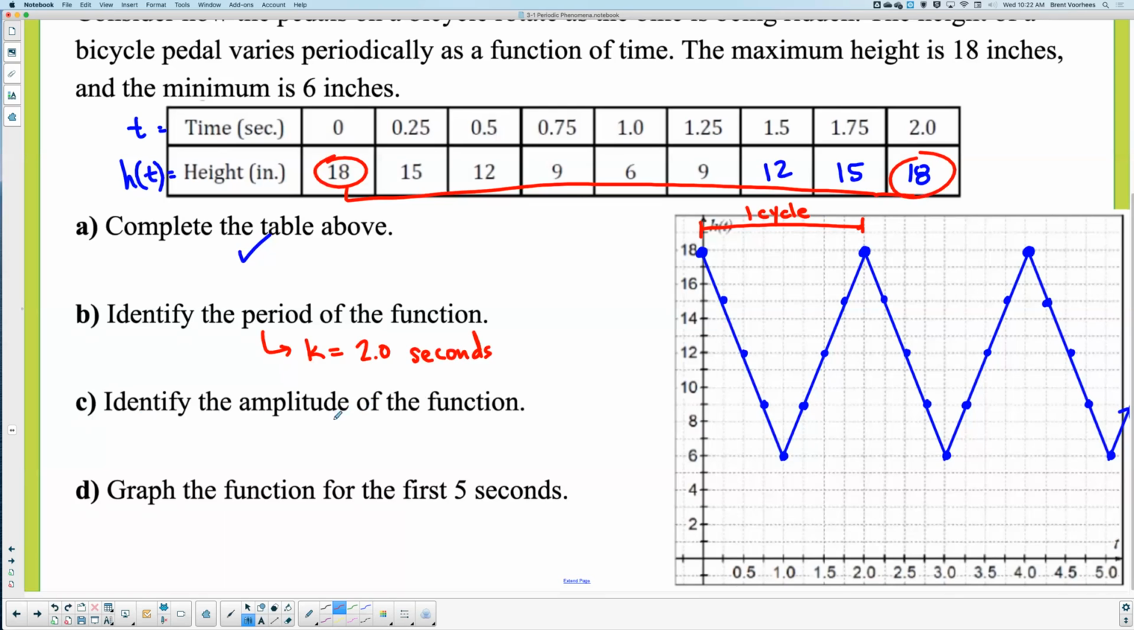Now it says identify the amplitude. How do we find amplitude again? Maximum minus minimum over 2. What is the maximum height here? 18 minus, what's the minimum height? 6. This is the first time we haven't had a positive minus a negative. So this time it's just 18 minus 6. What is 18 minus 6? 12, and we divide that by 2. 6. And they gave us units on this as well. They told us this is in inches.